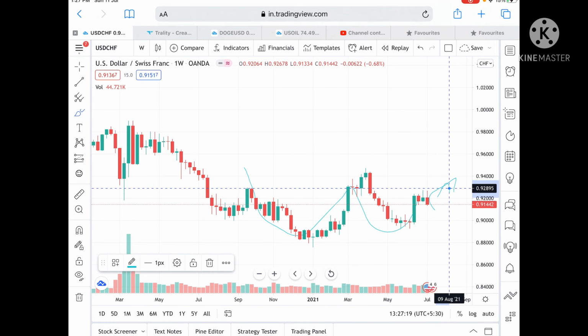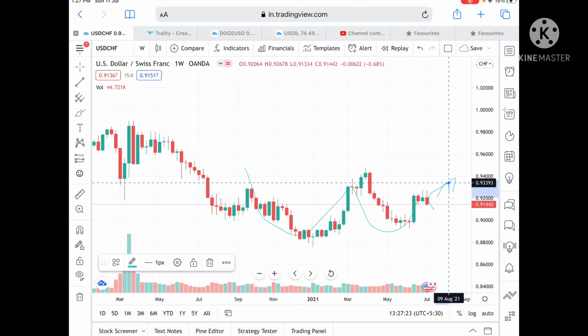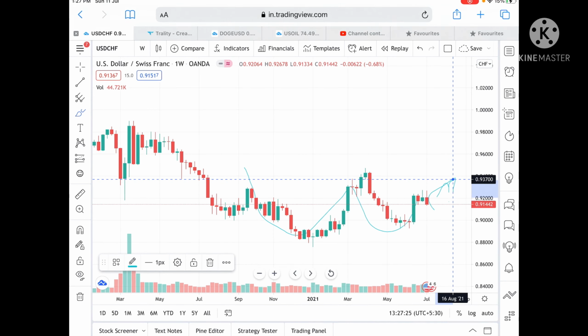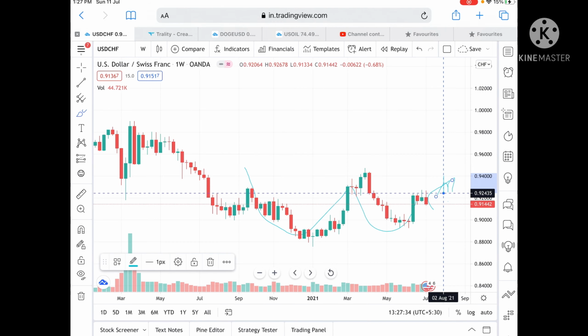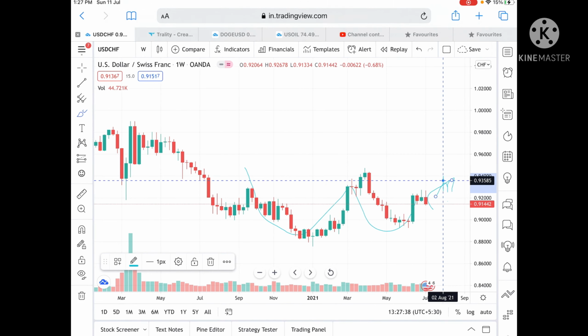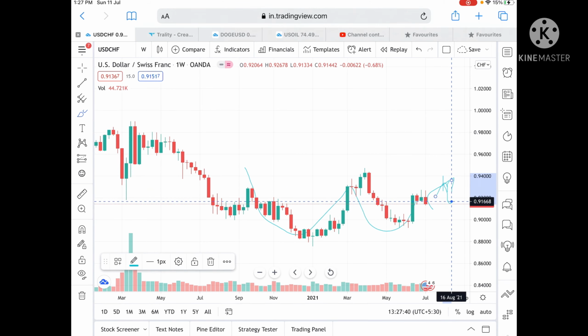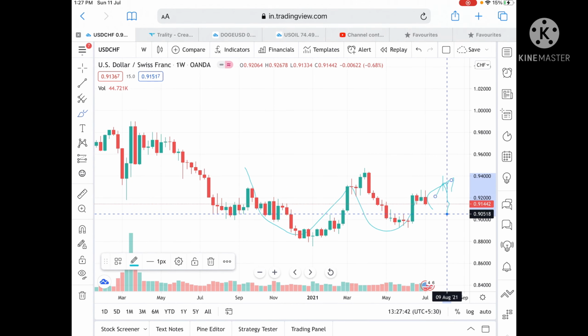From there it can touch a level of 0.93700, but it has to stay above a level of 0.92435. Then we can see it can touch a level of 0.935 also. But suppose if it doesn't sustain the level of 0.91630, then chances are high that it can go to a level of 0.9476, and from there we can see a level of 0.9361.